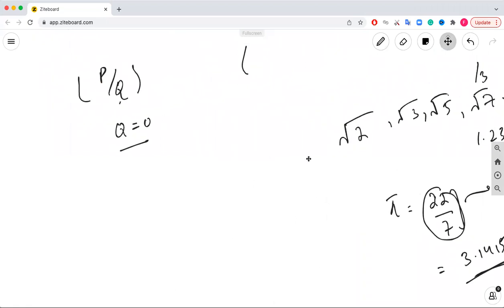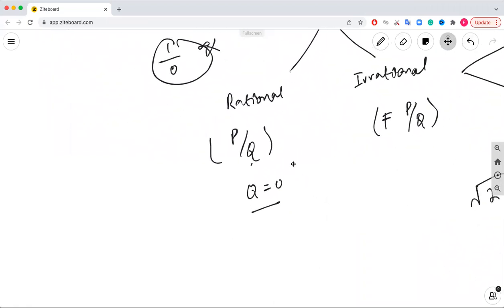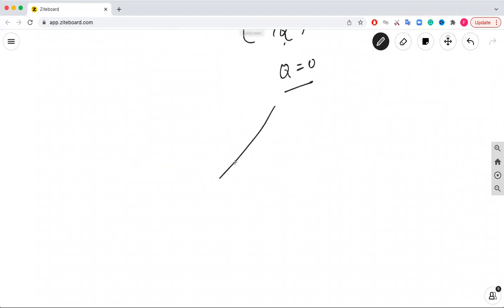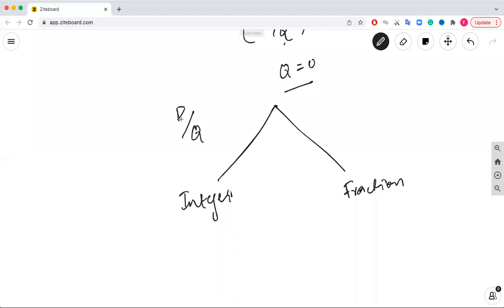Okay. So now moving to the rational number. A rational number is further divided into two parts. One is integer and the other one is fraction. At first we say that rational numbers can be written in the form of P over Q, where Q can never equal 0, right? Now in case of integer, Q becomes 1, but in case of fraction, Q is any value other than 1, right?